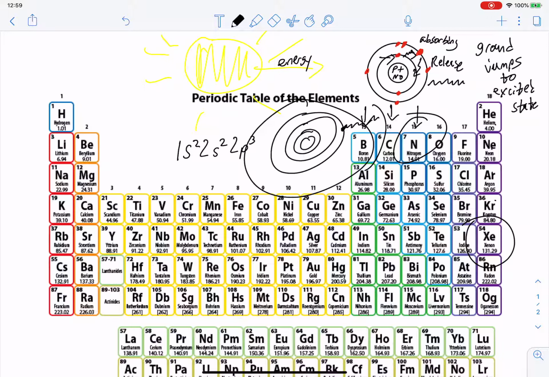If you remember the flame lab that we did, where we could see different colors of light, that is different elements going from different energy levels to give off different colors of light.